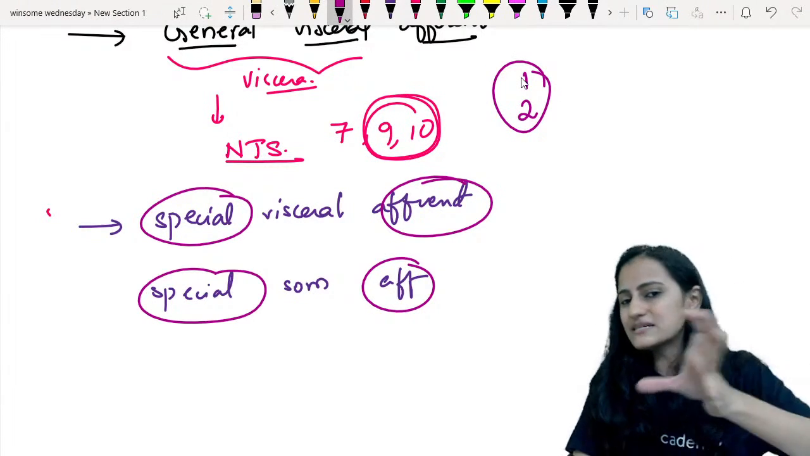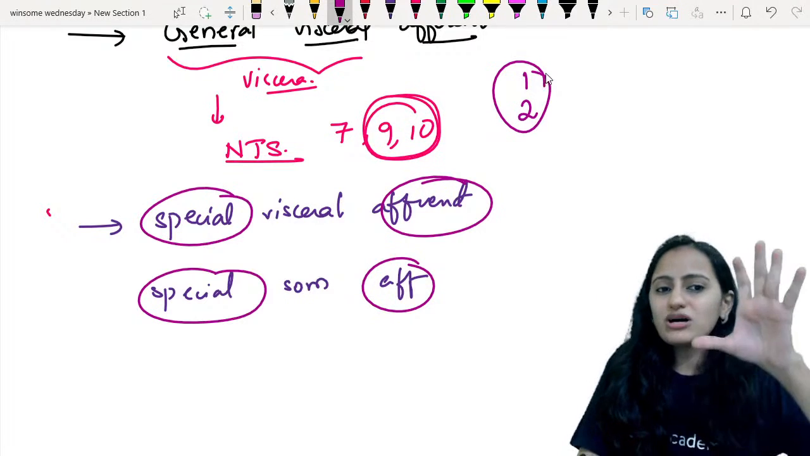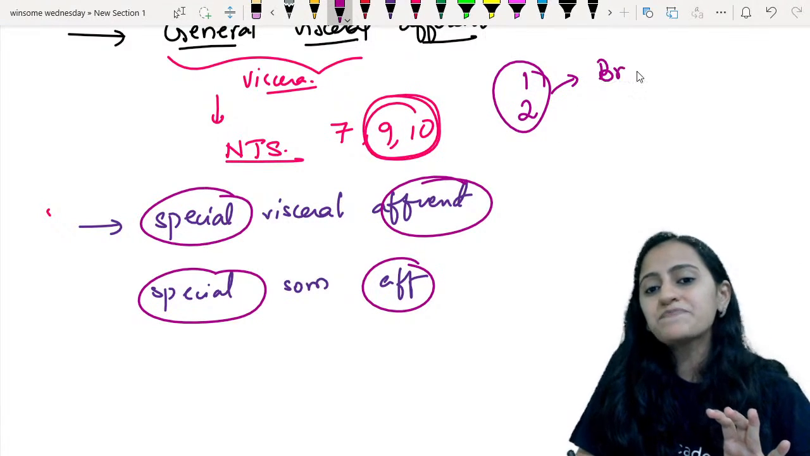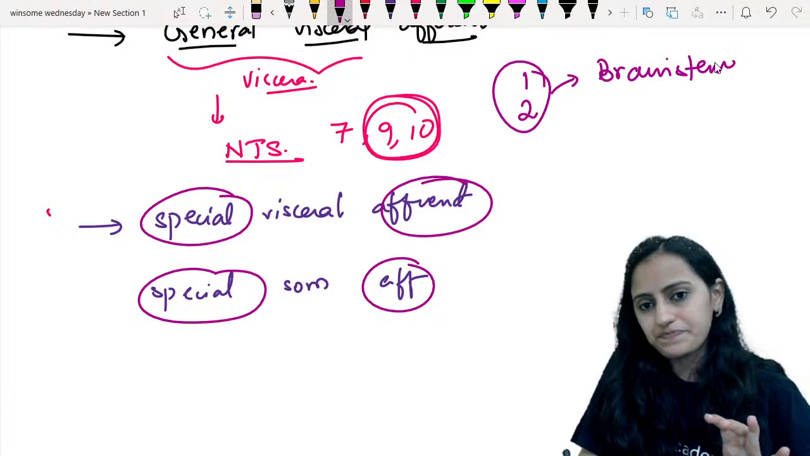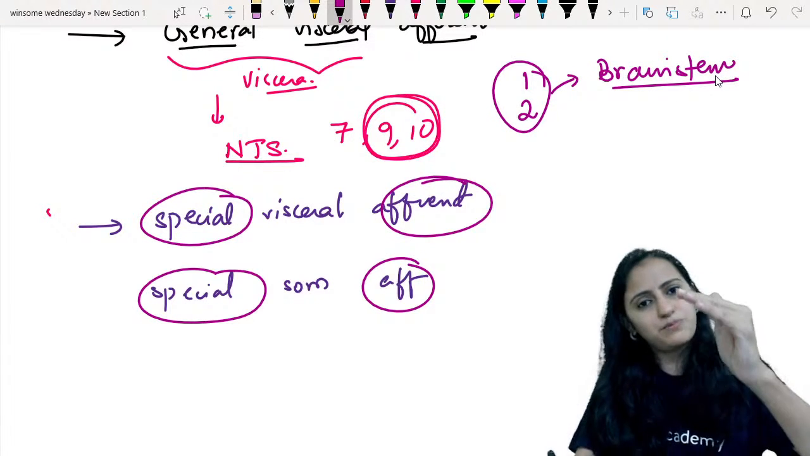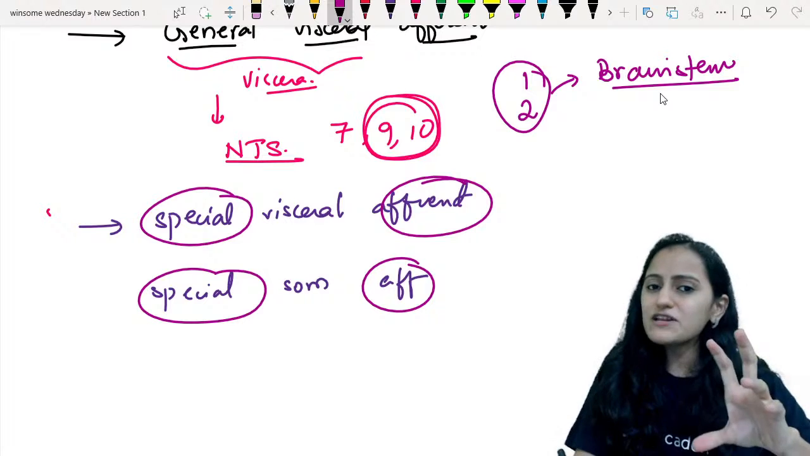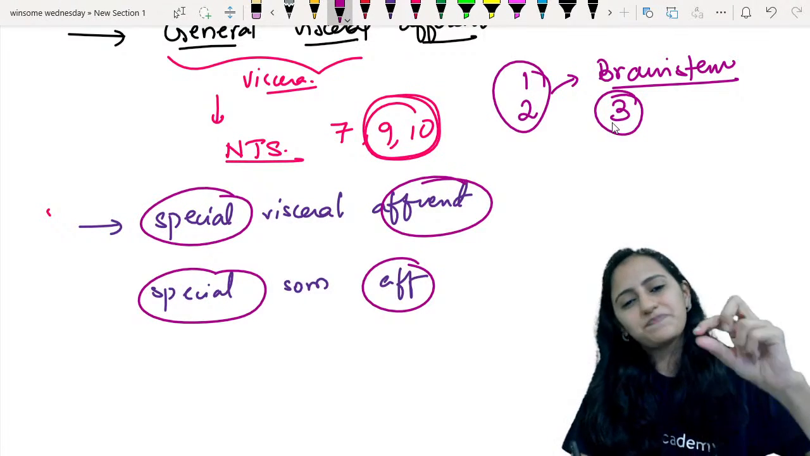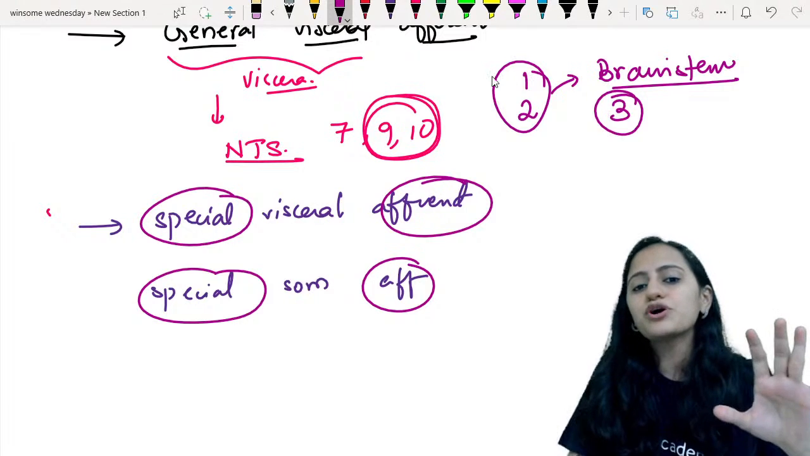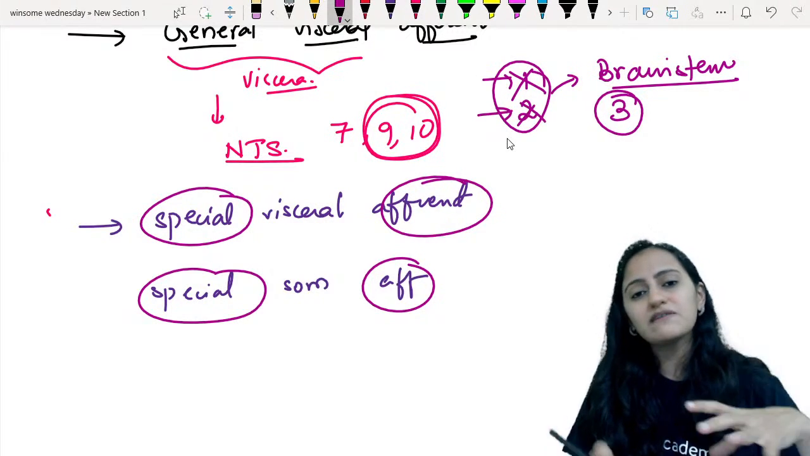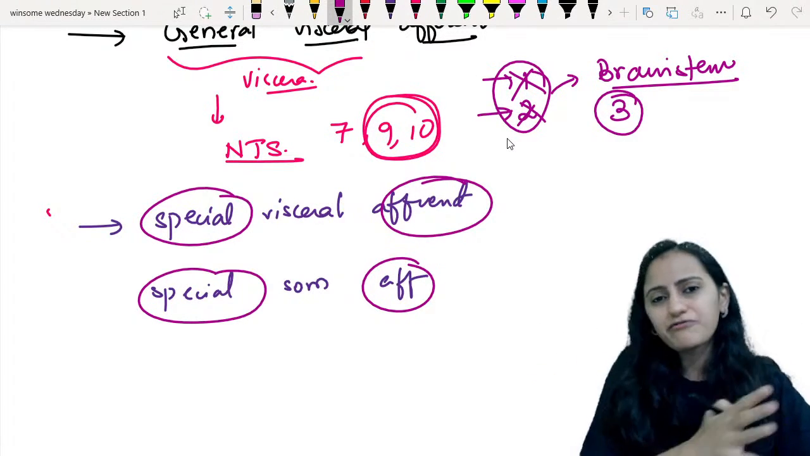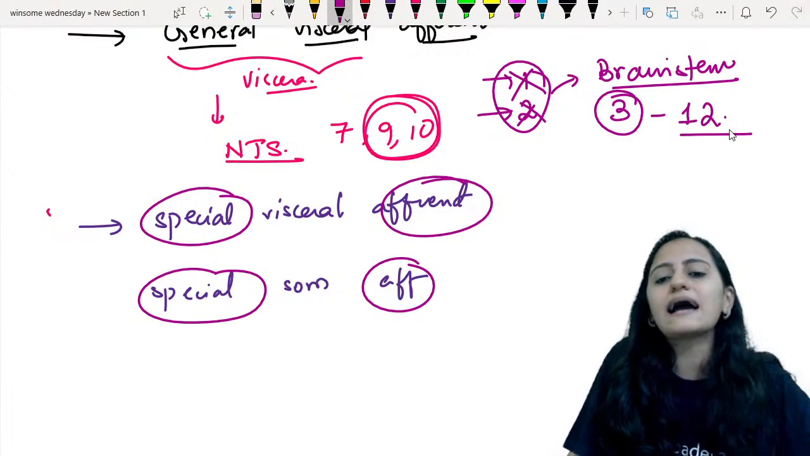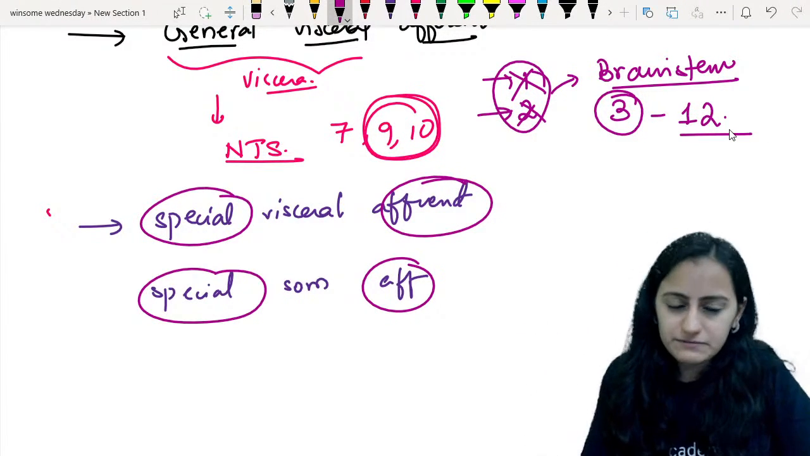Some books include, some books do not include, because these cranial nerve columns are basically for the cranial nuclei which are in the brain stem: midbrain, pons and medulla. And we know that the brain stem starts from the midbrain, where your cranial nerve 3 begins. That is why many books exclude your cranial nerve 1 and 2, even though they carry the special senses, but from the columns they are excluded. So we start from cranial nerve 3 and we go up to cranial nerve 12.